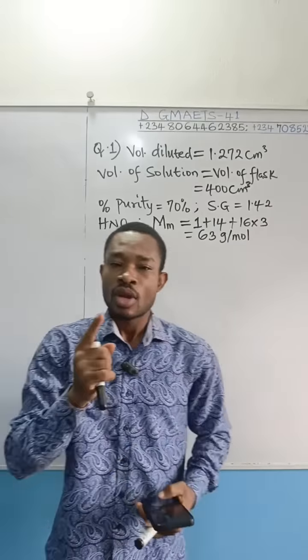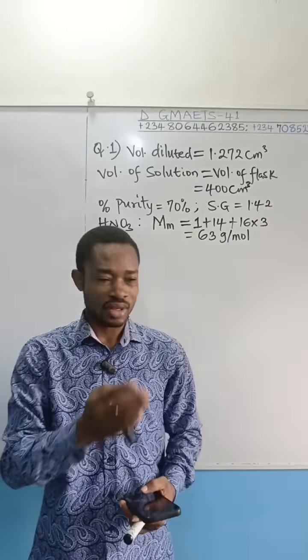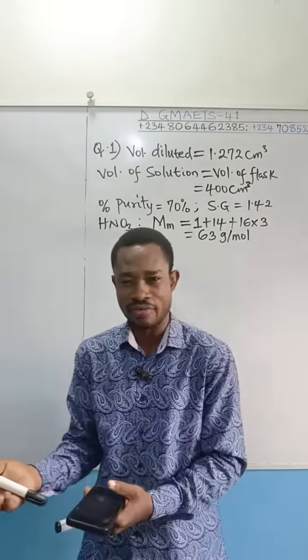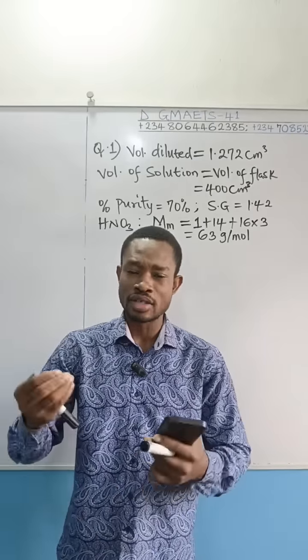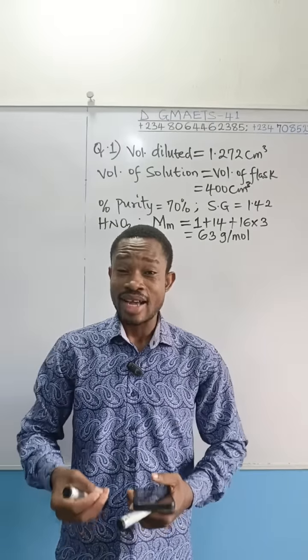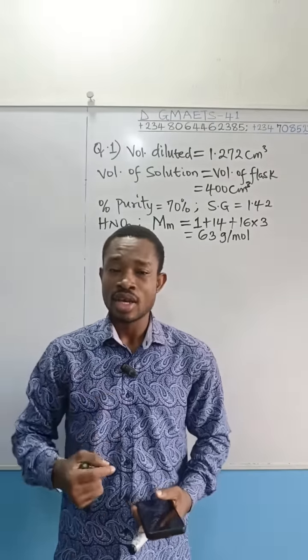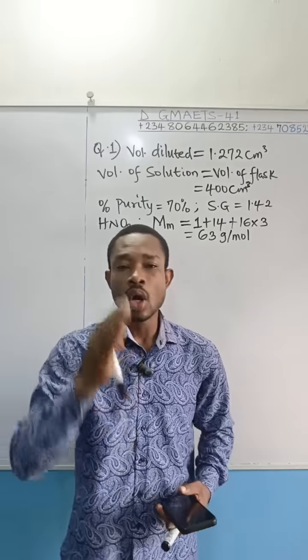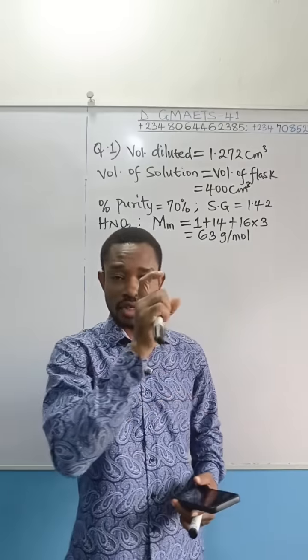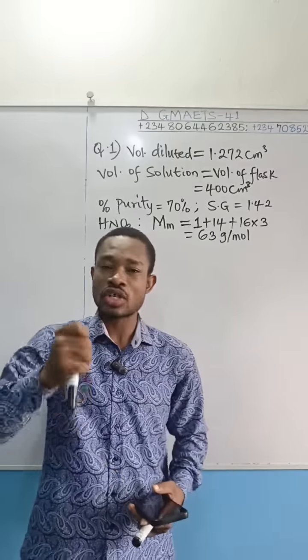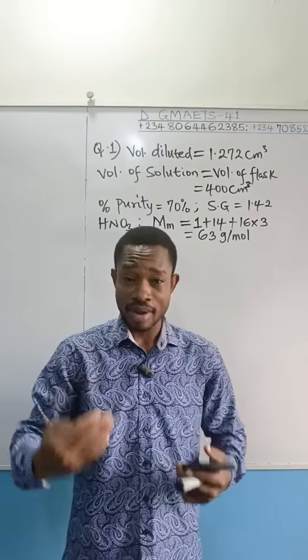Now, why is it that we are doing all of this? The question the examiner asked us is something different. Say, find the molar mass of the base. And like I said, to calculate the molar mass, we are going to use the formula: molar concentration or molarity of the base equals mass concentration of the base divided by molar mass of the base.